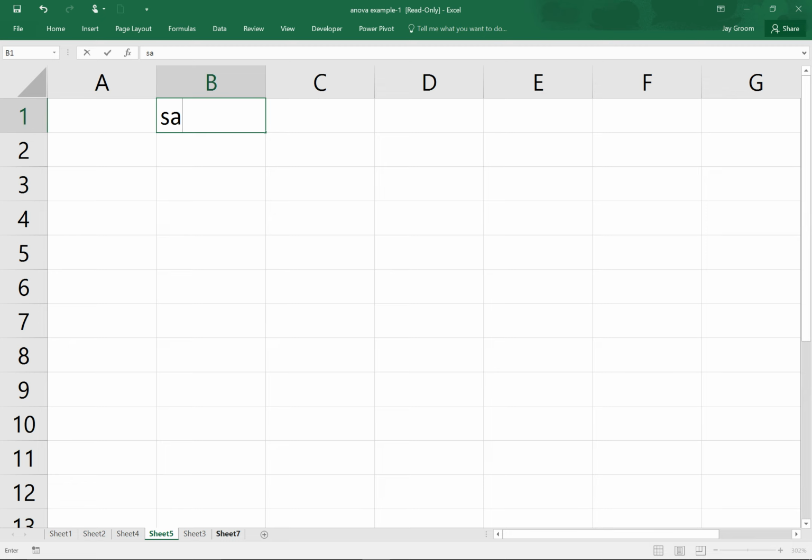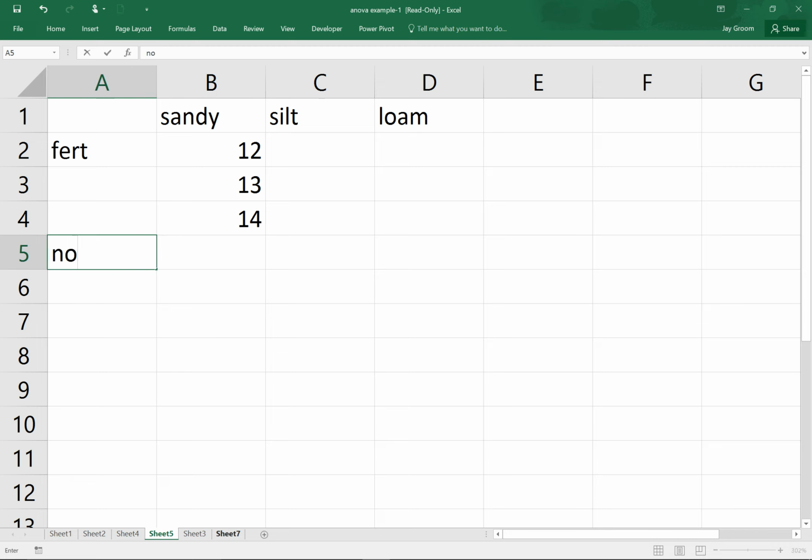So what did I say the first one was? Sandy, silt, and loam or something. And then fertilizer, no fertilizer. Oops, not there.